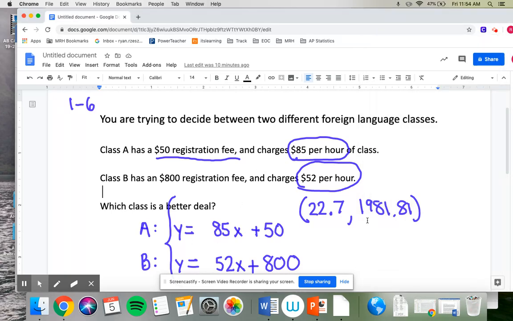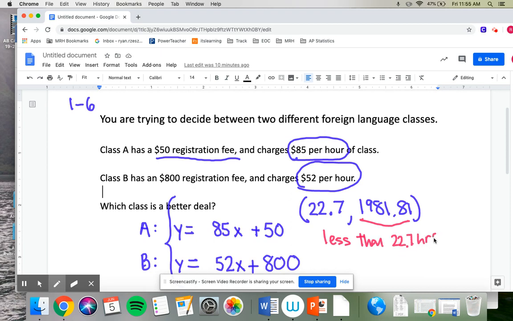So the answer to this question, which class is going to be a better deal? Well, the answer is it depends on how long you're going to use the class for. If you are going to attend 22.7 hours of class, it's going to cost you this much money no matter which class you choose.